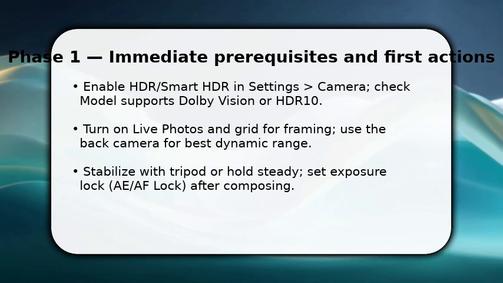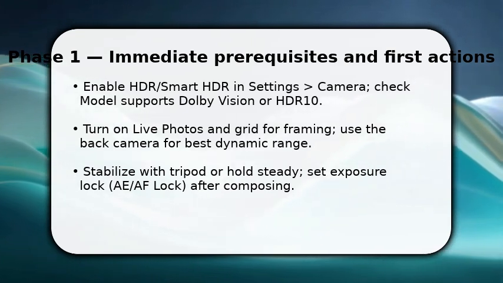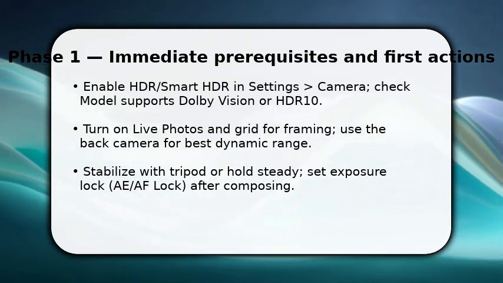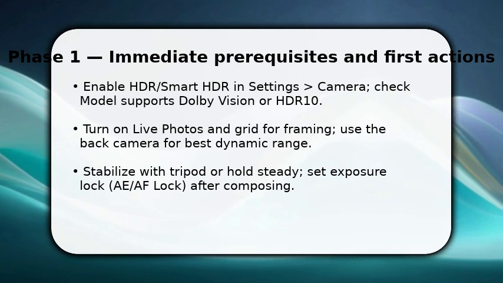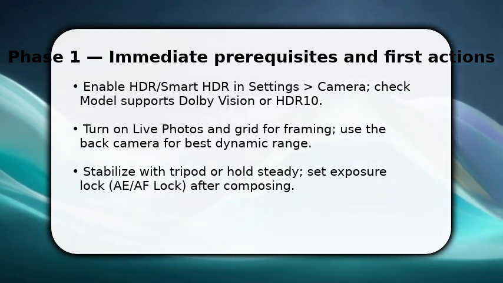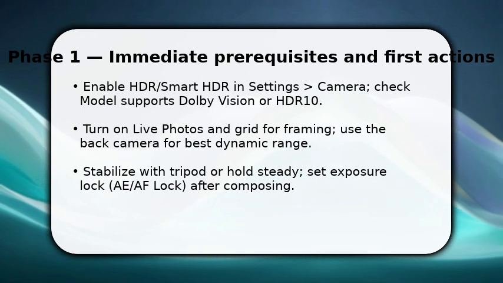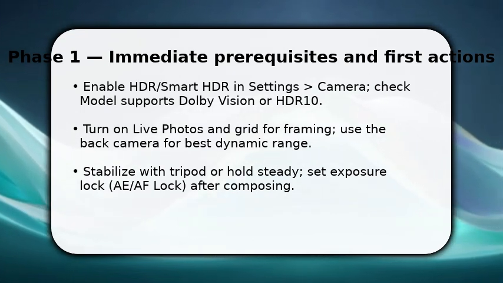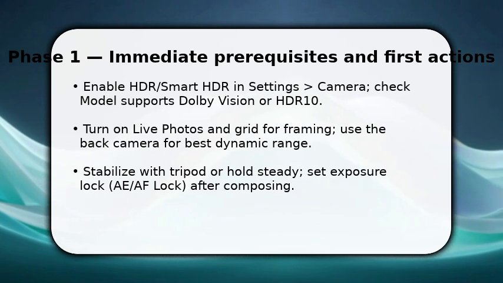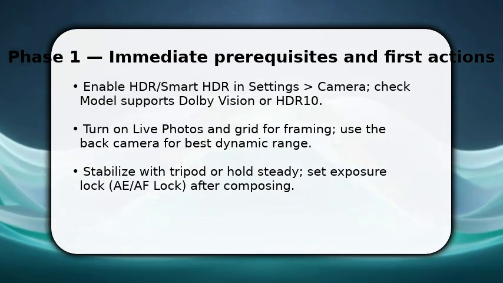Next, enable live photos and the grid so you can compose precisely, and switch to the back camera for superior quality. Once framed, stabilize the phone, use a tripod or firm grip, and tap and hold to set AE/AF lock. This locks exposure and focus so highlights and shadows stay balanced.